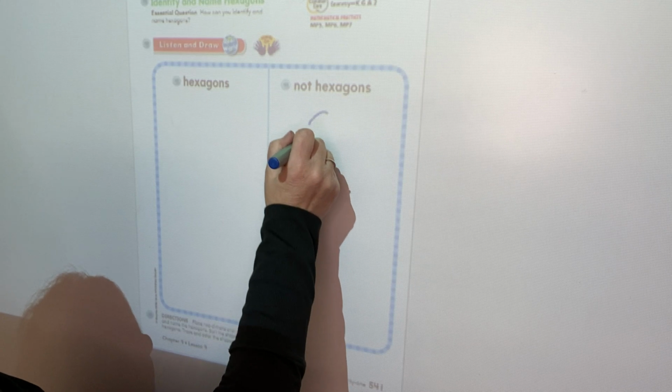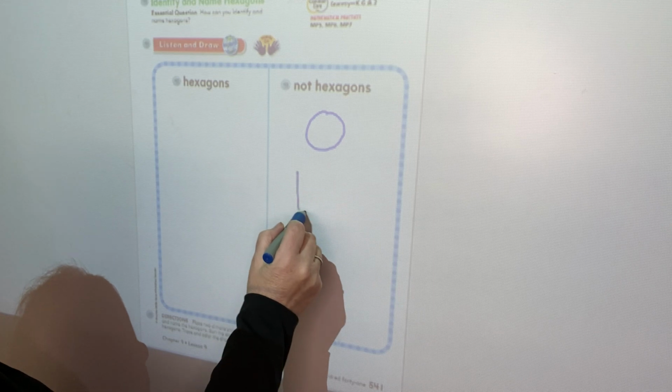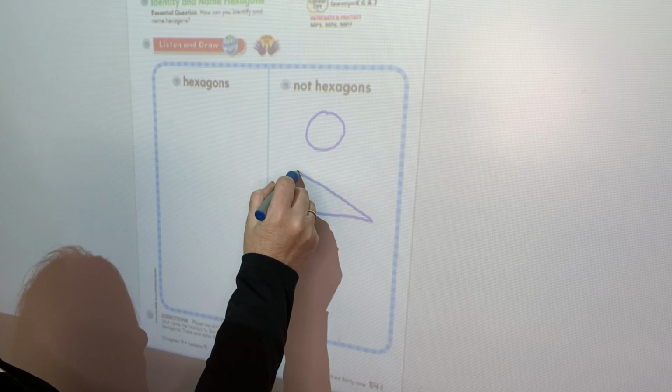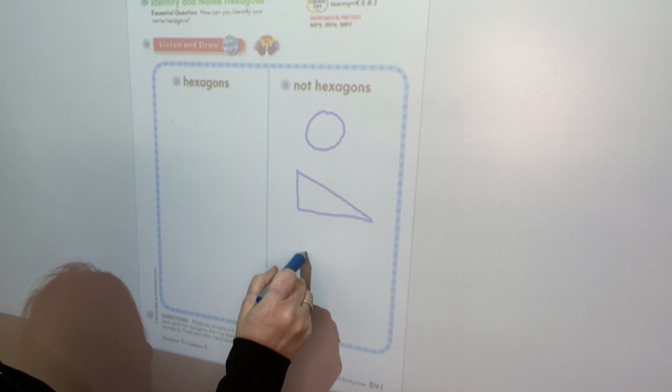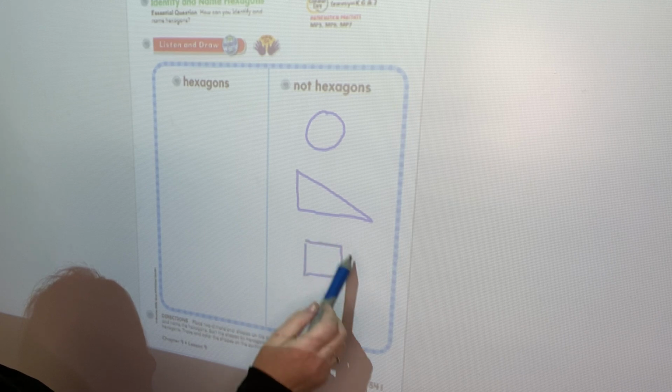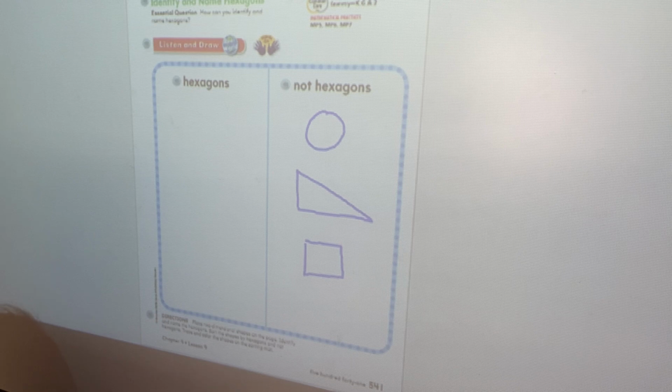So can you think of something that is not a hexagon? That means it does not have 6 sides or 6 vertices. I think I heard circle. If you said circle, you are correct. A circle is not a hexagon. What else? You're right. I heard triangle. I'm going to draw a funky triangle here. Anything else? Okay, a square. I will have a square on there because it has 4 sides, 3 sides, and no sides. So we know those are definitely not hexagons.